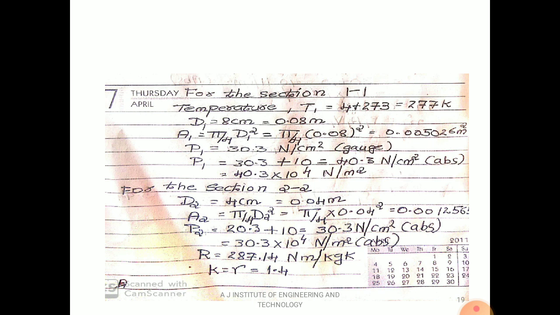This is absolute pressure. Now again from Newton per centimeter square, I have to follow the similar step whatever I have followed in the previous problem. So convert from Newton per centimeter square to Newton per meter square. So I'll write directly here equal to 40.3 into 10 to the power 4 Newton per meter square.